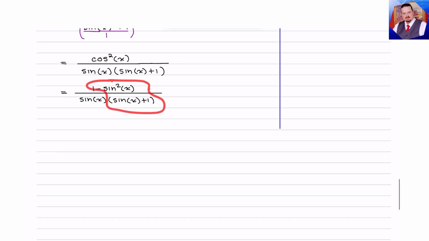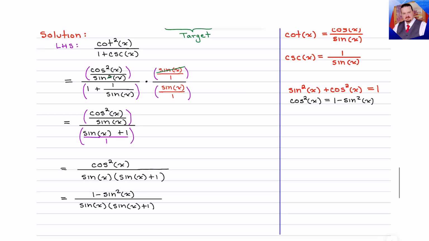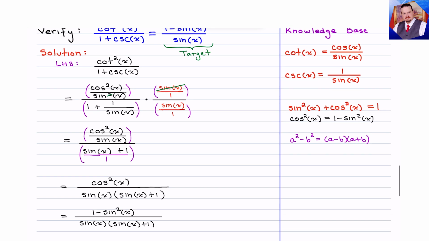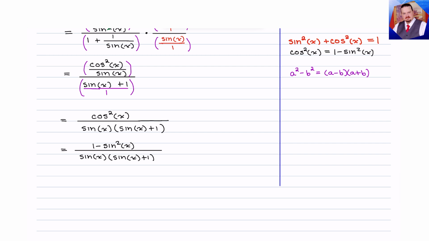Now what we need, and it's not really a knowledge base in terms of trig, I'll put it over here in purple, it's really the difference of squares. We know that a squared minus b squared is a minus b times a plus b. So this is certainly part of the knowledge base, but it's algebraic rather than trigonometric. So let's go ahead and use that.